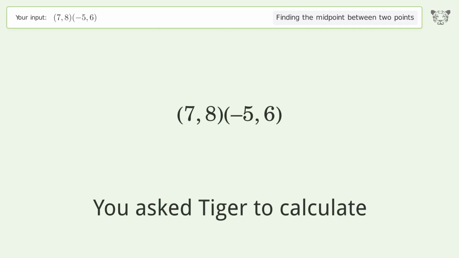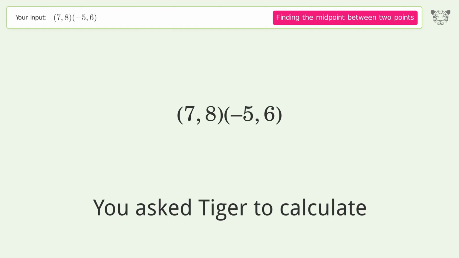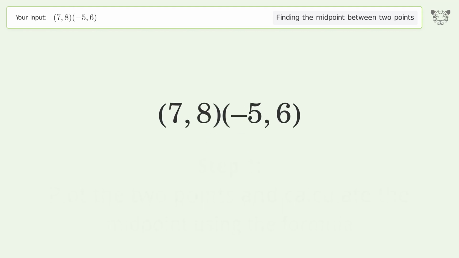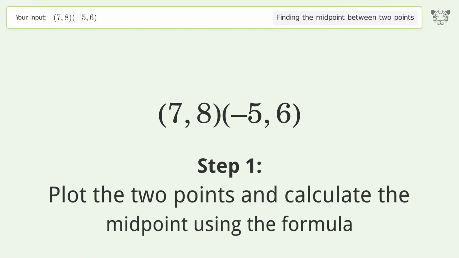You ask Tiger to calculate. This deals with finding the midpoint between 2 points. The midpoint between the 2 points is 1,7. Let's solve it step by step. Plot the 2 points and calculate the midpoint using the formula.